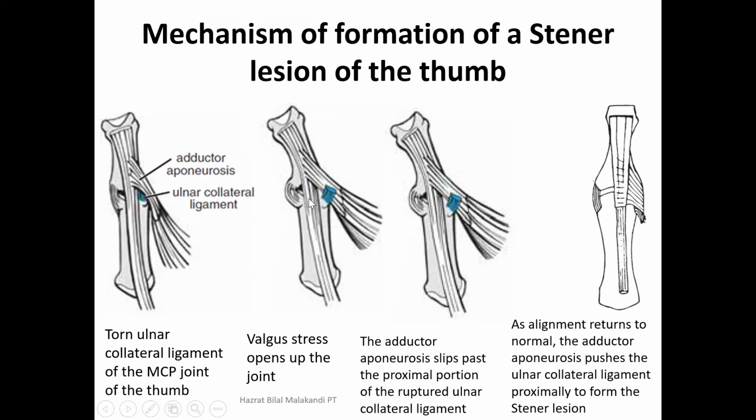The fragment of the ulnar collateral ligament will just come out and lie superficial to the adductor aponeurosis. This is actually known as the Stener mechanism. The adductor aponeurosis slips past the proximal portion of the ruptured ulnar collateral ligament. As the alignment returns to normal, the adductor aponeurosis pushes the ulnar collateral ligament proximally to form the Stener lesion.